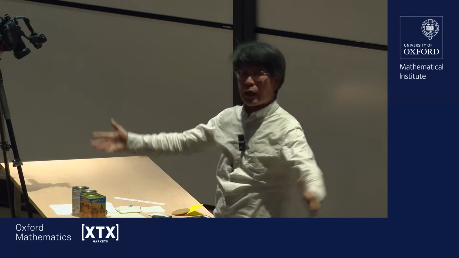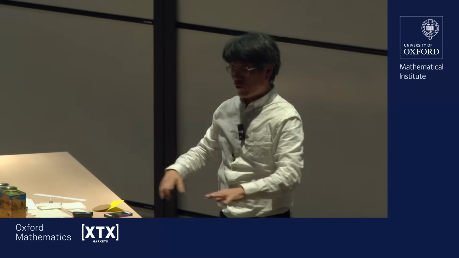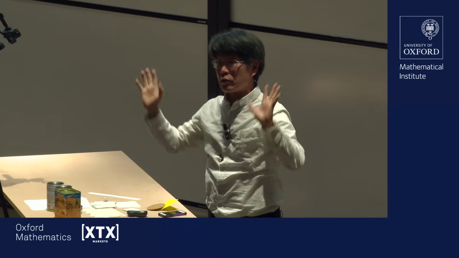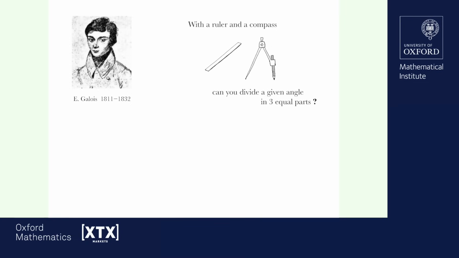To be sure, of course, there are angles that can be trisected. For example, the flat angle of 180 degrees, 60, 60, 60, no problem. But that's not the problem. The problem in question is, is there a universal algorithm using ruler and compass, straight edge and compass alone, which given any arbitrary angle under the sun, automatically trisects it into 3 equal parts?